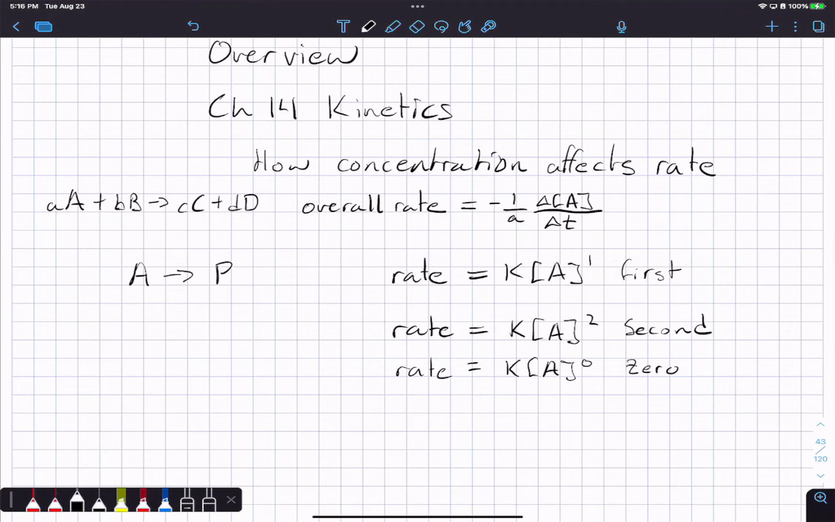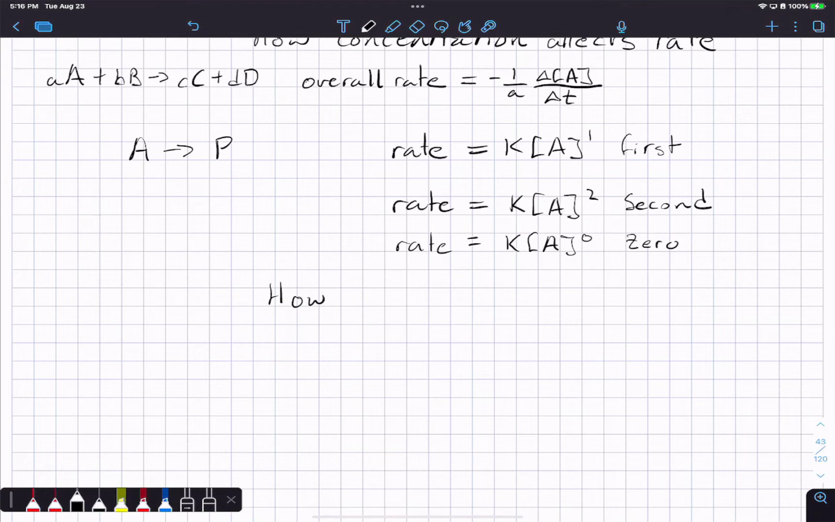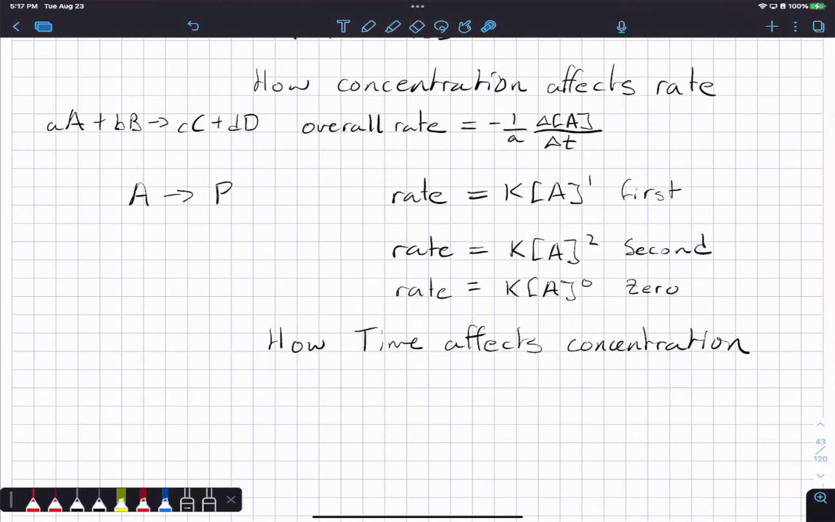The next thing that we're going to do is look at how time affects the rate. So how does time affect concentration? Because when we looked at those early equations for the average rate or the instantaneous rate, we couldn't use that to predict anything about the future. It was just for that one moment in time.